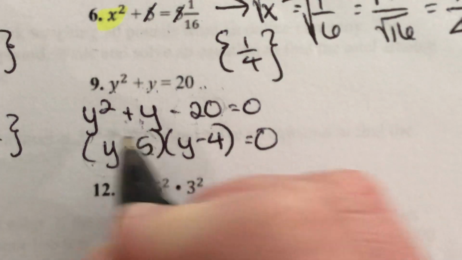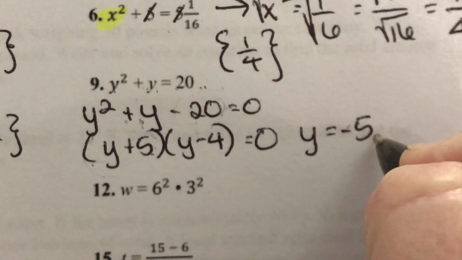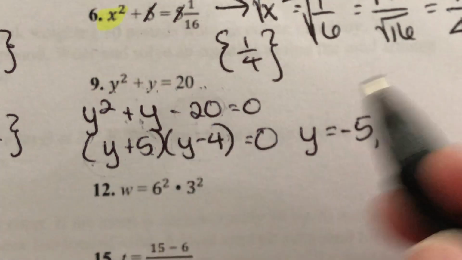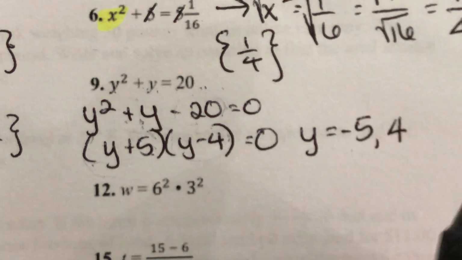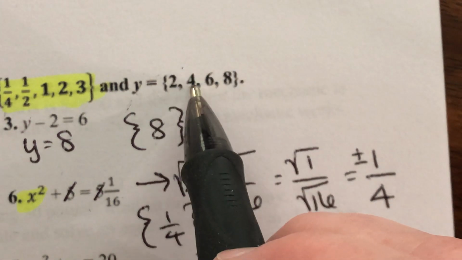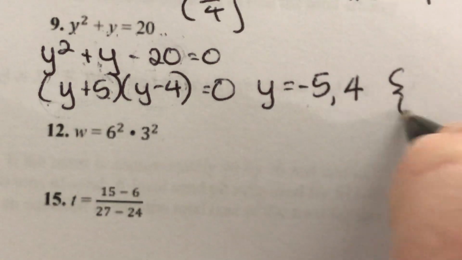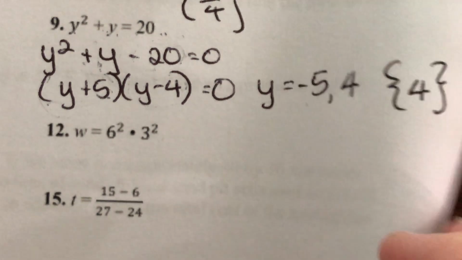So if I set this equal to 0, that means y has to equal -5. If I set this term equal to 0, y would have to equal +4. Well, out of -5 and +4, which ones are part of my answer choices? Just +4. So even though there's still another answer, it's not one of my choices. So in the squiggle, I put the 4, and I'm done.